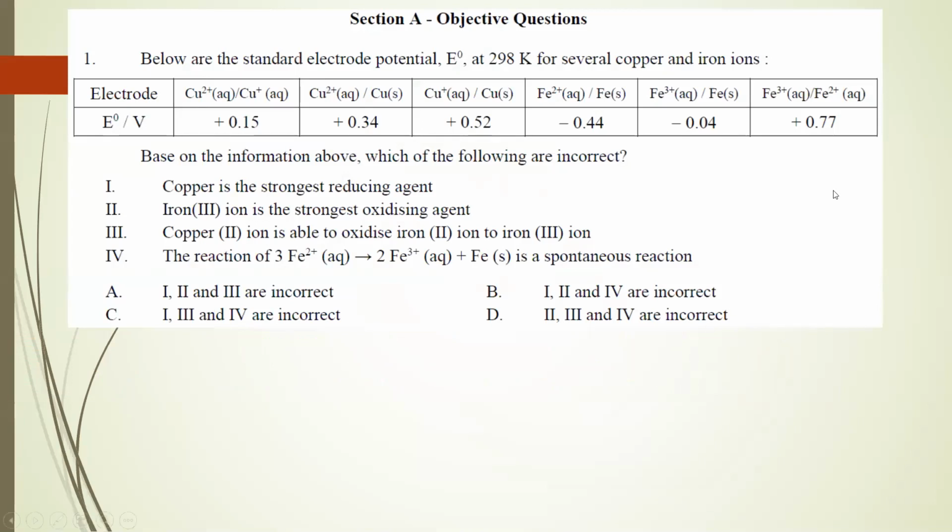So you have Cu2+ to Cu2+... Cu2+ to Cu at positive 0.34, Cu+ to Cu positive 0.52, Fe2+ to Fe negative 0.44, Fe3+ to Fe negative 0.04, and Fe3+ to Fe2+ positive 0.77. The way they usually write is in the reduction form as per standard electrode potential. Based on the information, which of the following are incorrect?